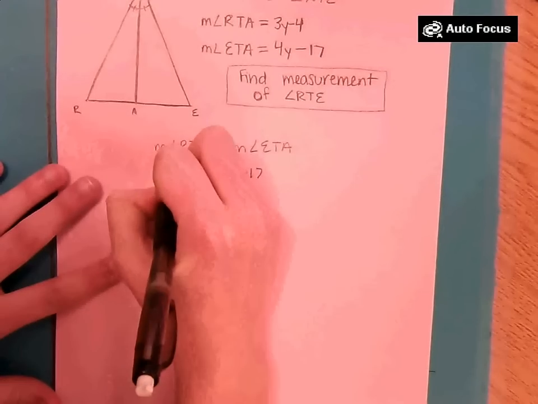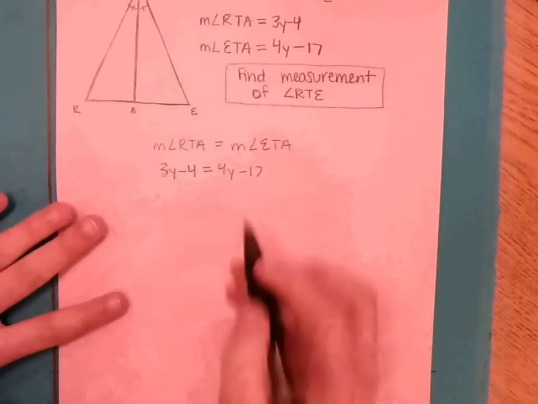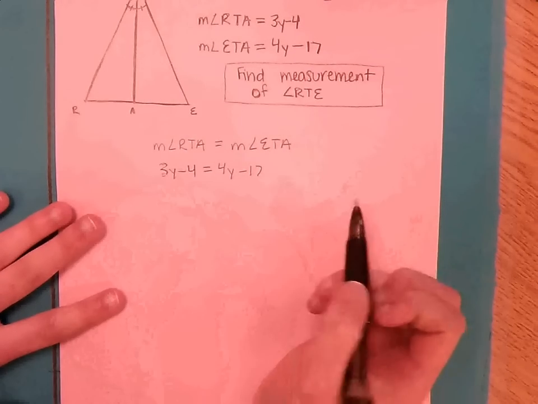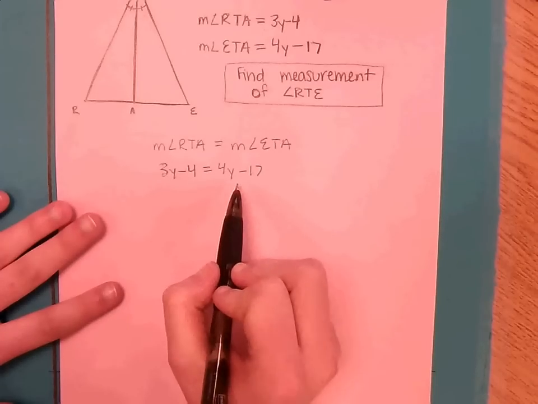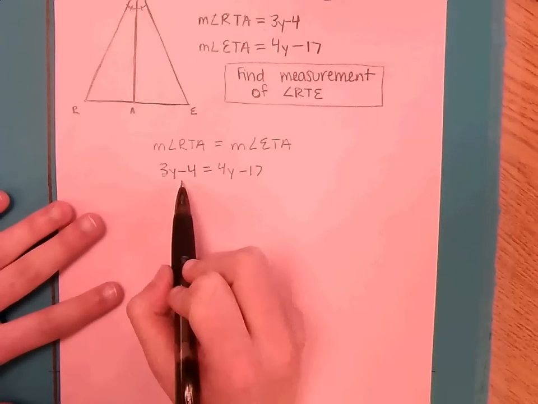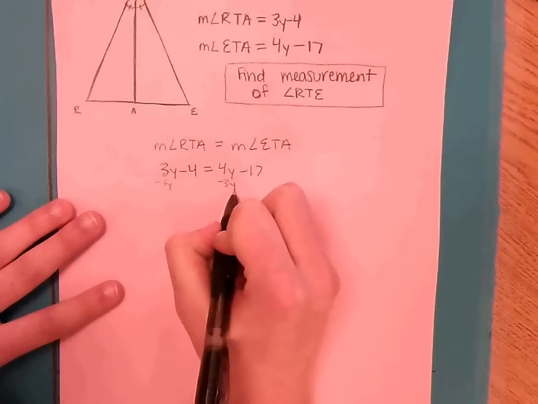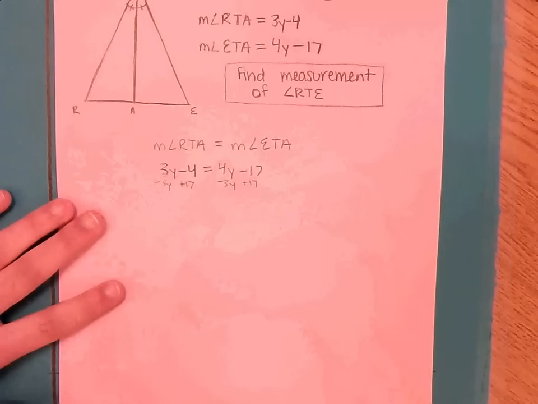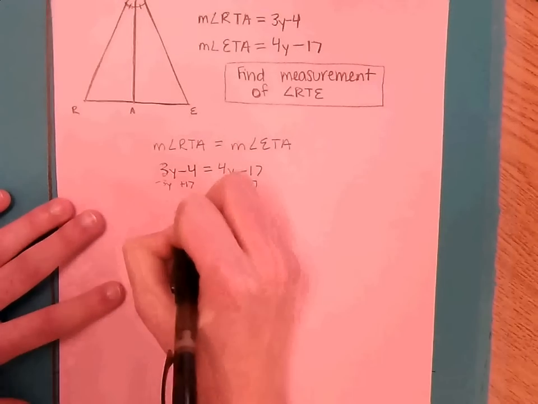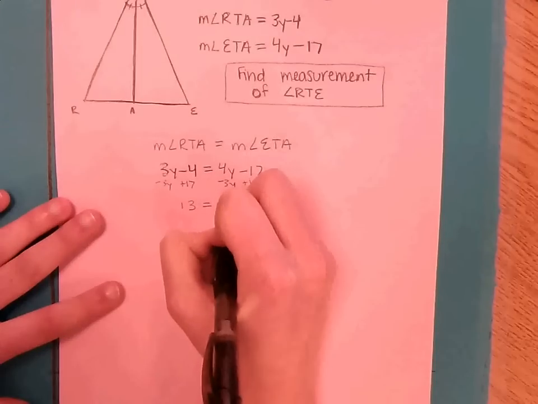What we're going to do next is solve for y. I'm not going to worry about any negatives, I'm going to move the 3y to this side and the 17 to this side. So I would subtract 3y from both sides, and then I would also add 17 to both sides. So this will give you 13 equals just y. So now you have your y.